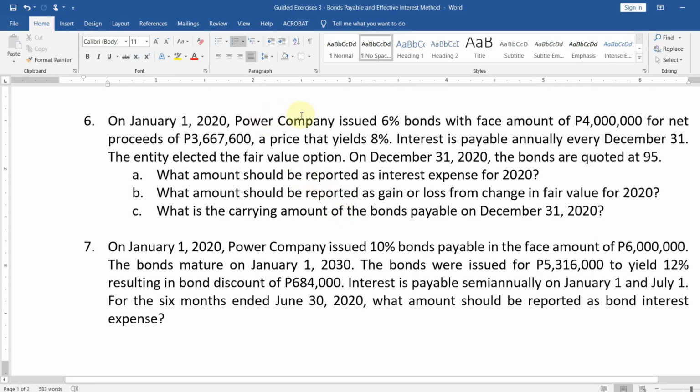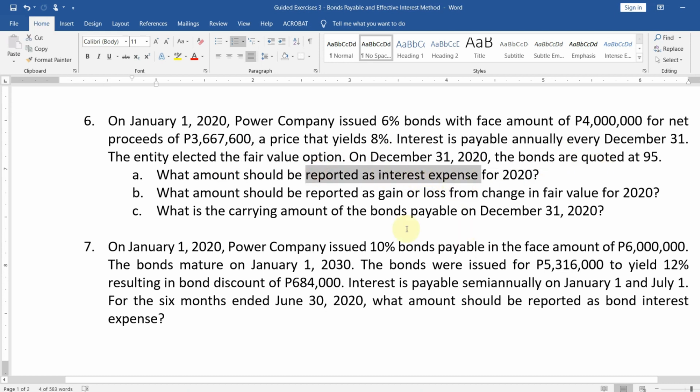Next, we have problem 6. On January 1, 2020, Power Company issued 6% bonds with face amount of 4 million for net proceeds of 3,667,600, a price that yields 8%. Interest is payable annually every December 31. The entity elected fair value option. Okay? On December 31, 2020, the bonds are quoted at 95. So, una, what is the interest expense for 2020?